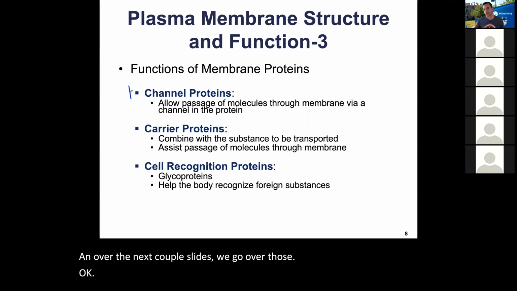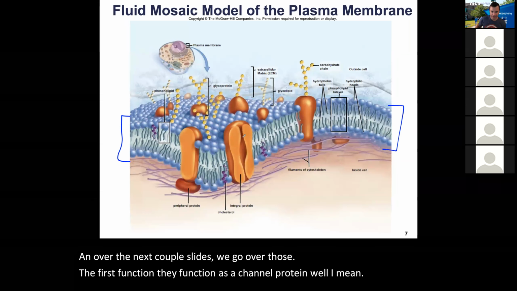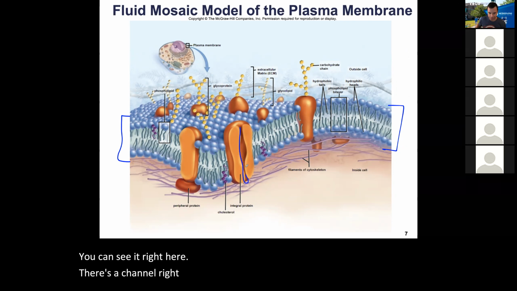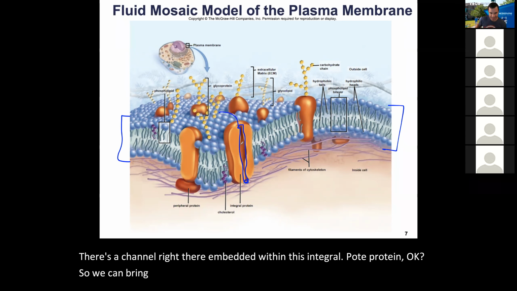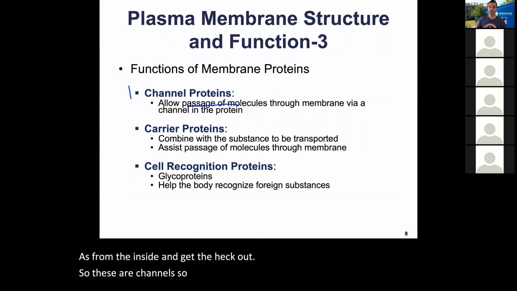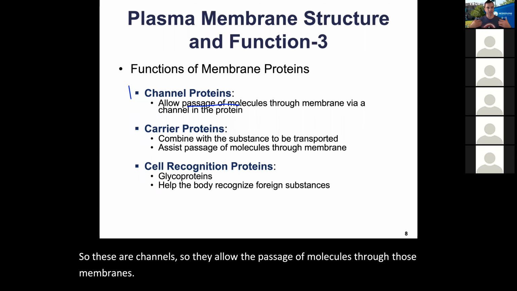The first function, they function as a channel protein. Well, I mean, you can see it right here. There's a channel right there embedded within this integral protein. Okay. So we can bring in specific things from the outside, get it into the cell, as well as from the inside and get it the heck out. Okay. So these are channels. So they allow the passage of molecules through those membranes. Great. This allows for entrance and exit of stuff.